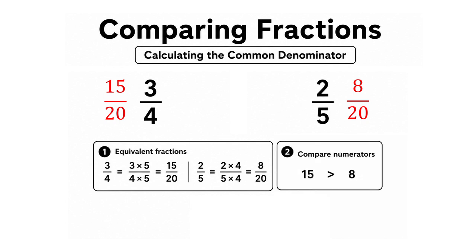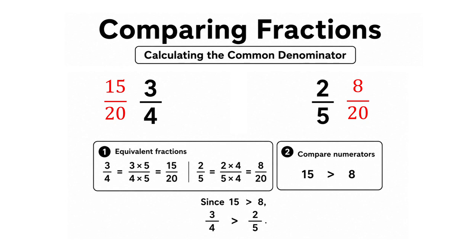If we compare the numerators, we can see that 15 is greater than 8. Therefore, because 15 out of 20 is greater than 8 out of 20, we can say that 3/4 is larger than 2/5.